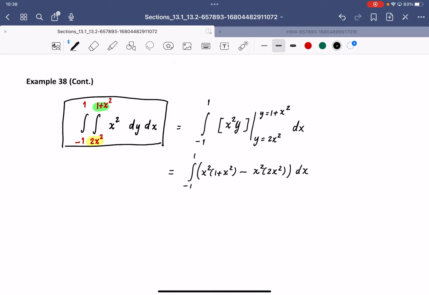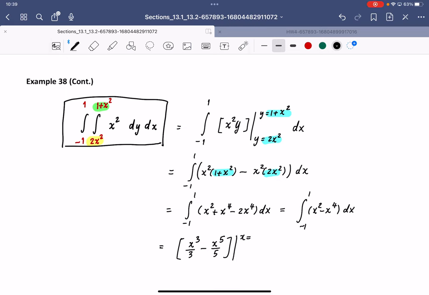So you plug in 1 plus x squared and 2x into the function, and then now you integrate. So it's going to be the integral from minus 1 to 1 of x squared plus x to the fourth power minus 2 times x to the fourth power dx. Should be simple now. So integrate x squared minus x to the fourth power dx from minus 1 to 1, and then now you're going to get x cubed over 3 minus x to the fifth power over 5, and then you plug in x equal to negative 1 and 1. So you get the answer now.